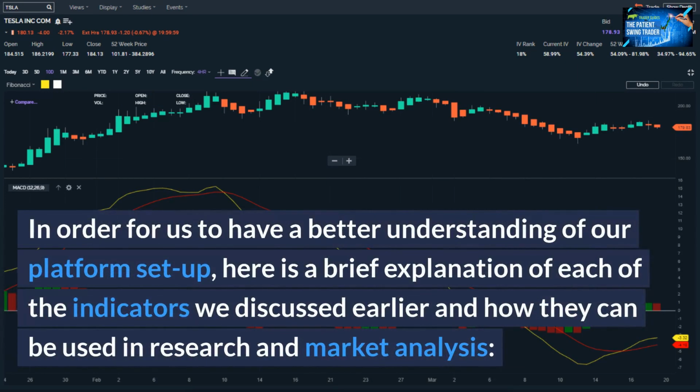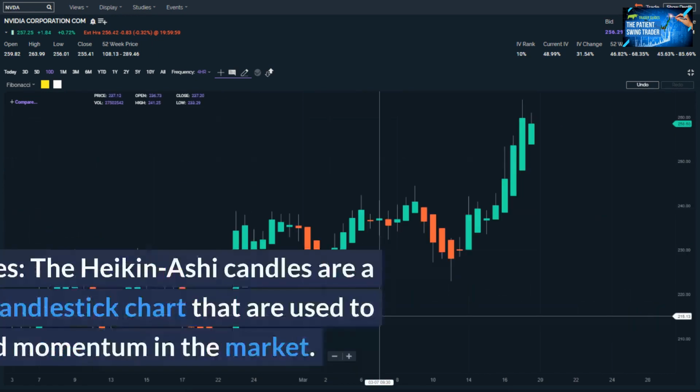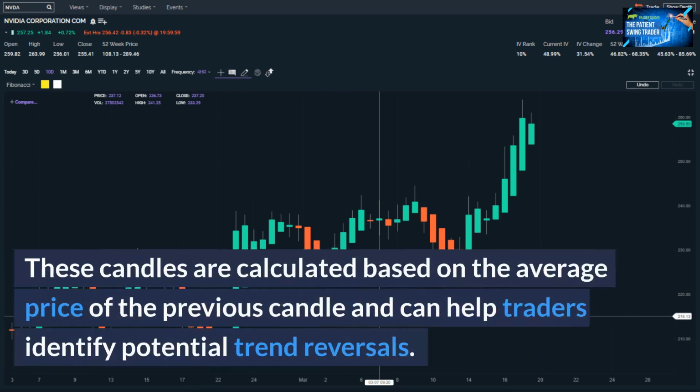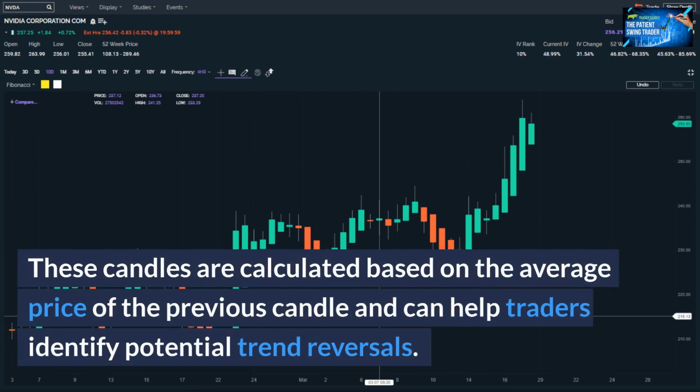In order for us to have a better understanding of our platform setup, here is a brief explanation of each of the indicators we discussed earlier and how they can be used in research and market analysis. Heikin-Ashi candles. The Heikin-Ashi candles are a type of Japanese candlestick chart that are used to identify trends and momentum in the market. These candles are calculated based on the average price of the previous candle and can help traders identify potential trend reversals.